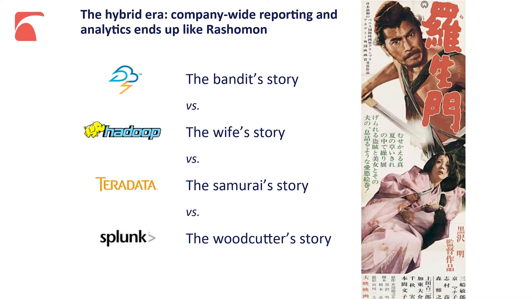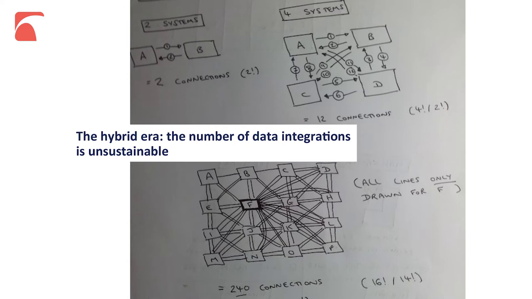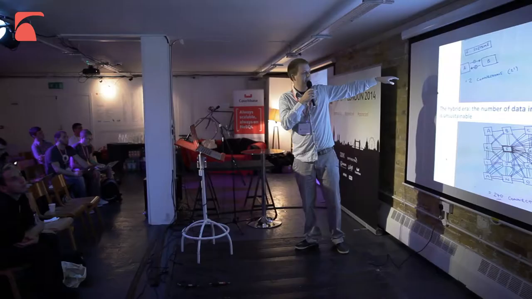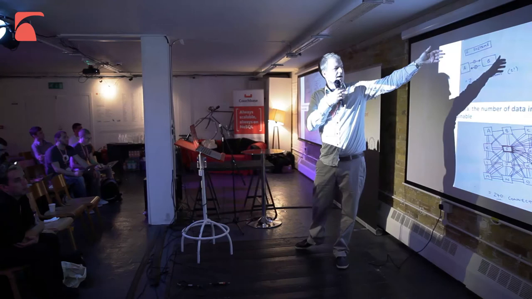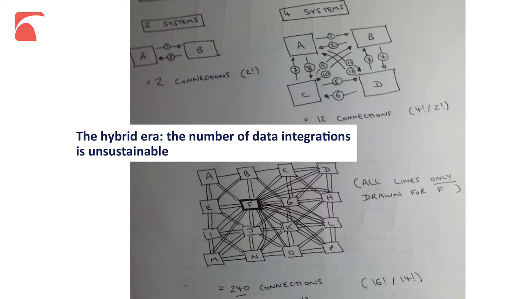The other problem with this approach is that the number of data integrations is getting more and more unsustainable. You start with two systems, that's great, you've got two connections to make. I can send data from A to B, I can send data from B to A. Then I've got four systems, okay, I've got 12 connections to make, still doable. Now I've got 16 systems, and this is just the connections coming out of system F, whatever F is. That's just the lines out of F to all the other systems. So the number of data integrations we do is expanding like crazy.